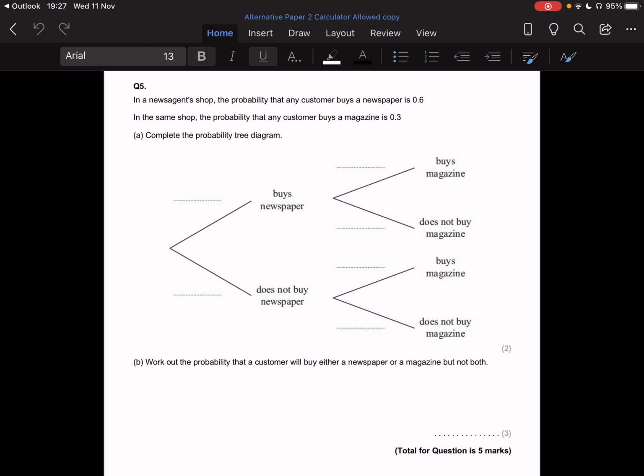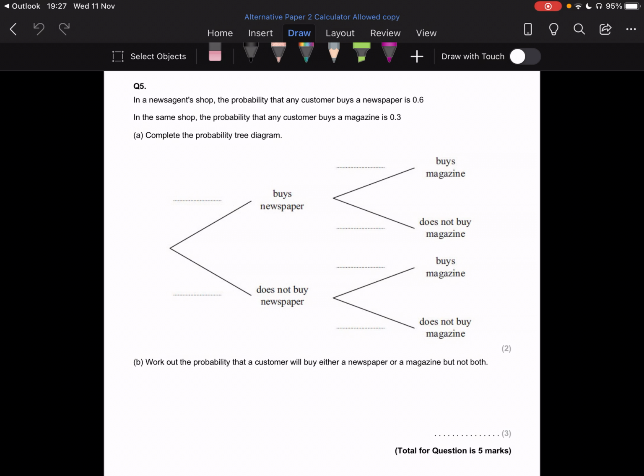In the same shop, the probability that any customer buys a magazine is 0.3. We want to complete the probability tree diagram. So what I'm going to do first is fill it in. I'm going to read the branches. The first branch is we either buy a newspaper or we don't buy a newspaper. The question tells me buying a newspaper is 0.6.